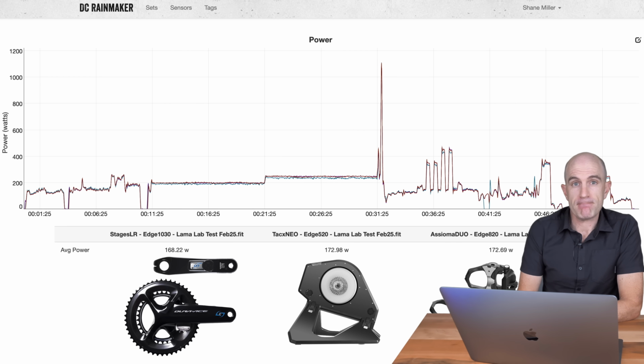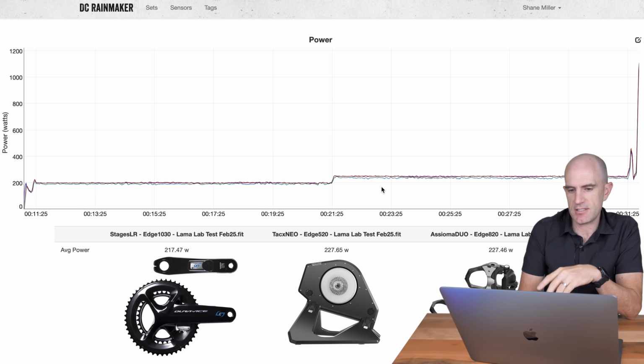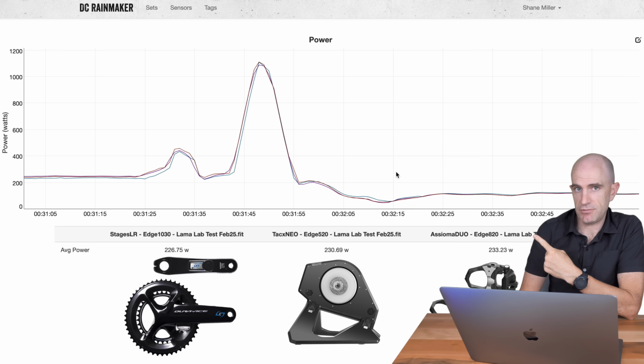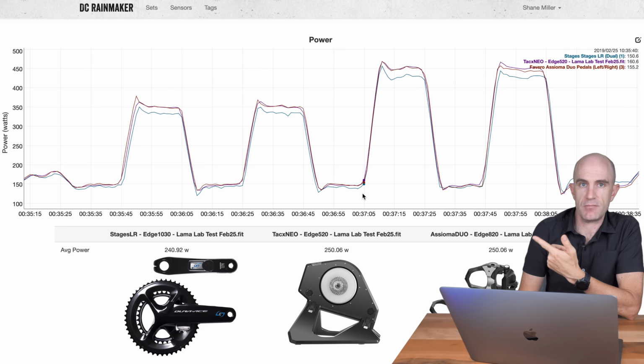And again, today, I thought, look, let's pull out the Neo 1 and go back in time a little bit. The Neo 1's always been pretty good. And again, the same kind of thing as what we're seeing with the steady state stuff. So just riding along, Stages left, right, Tacx Neo, Assioma Duos, and the Stages is probably around 10 to 15 watts lower in steady state. Sprints, fine. No problems in the sprints. And in the overs and unders, very consistent is what we're seeing with the Neo 2.